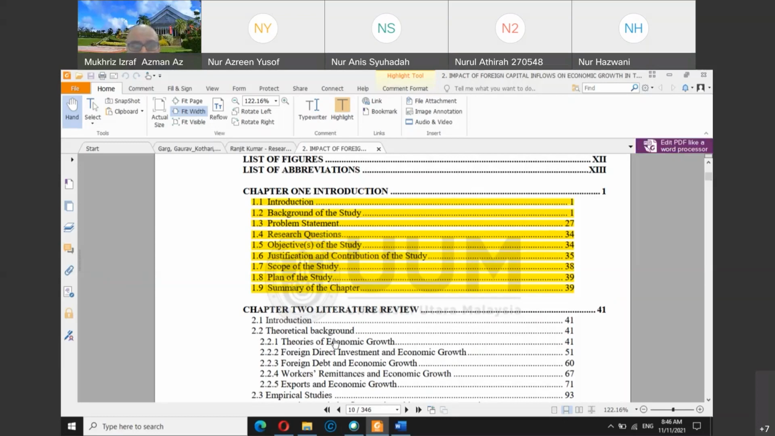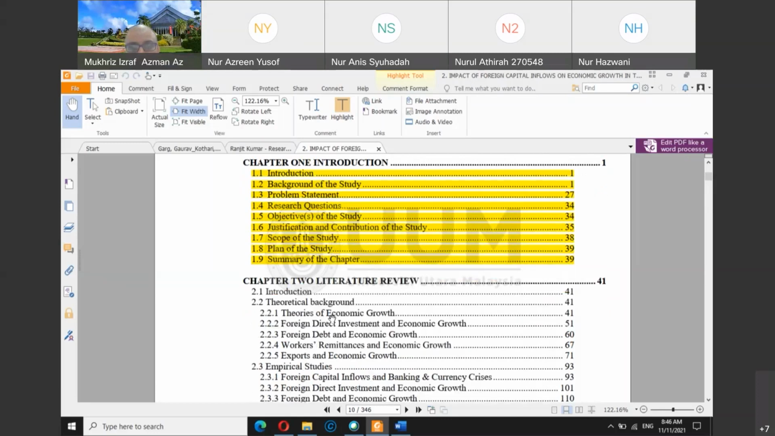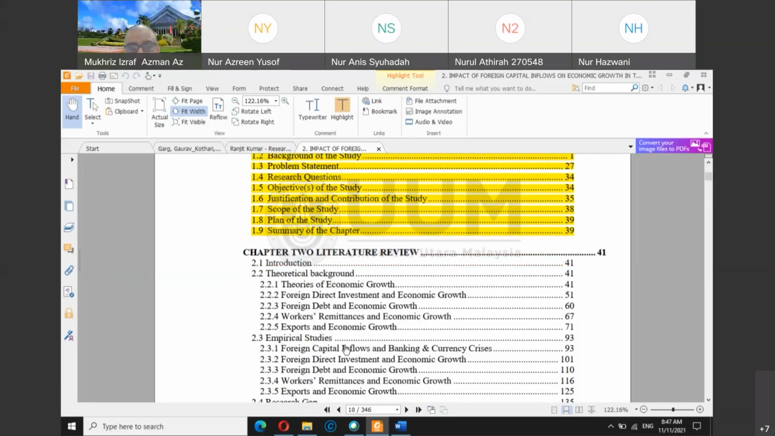Okay, so the next part of the thesis will be writing your literature review, as we discussed last Monday. A literature review comprises 2 sections. One is the theory section. The other one will be a summary review of the past articles, past journals related to the topic that you are doing.